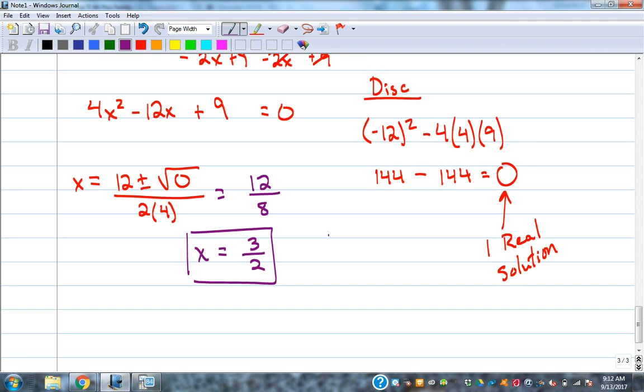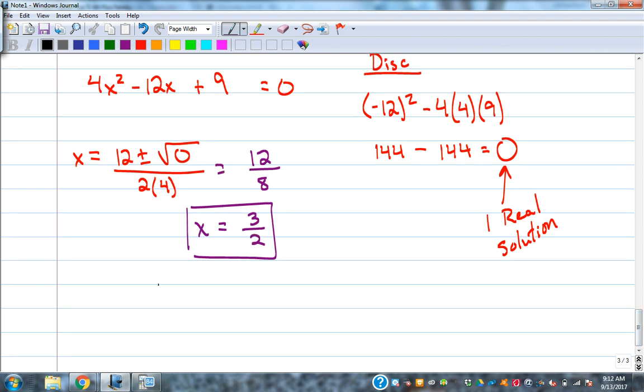Okay, so there's a case where the discriminant is 0. Those shorten up pretty quick when that happens. It makes for a nice, easy answer. All right. So some practice with this.